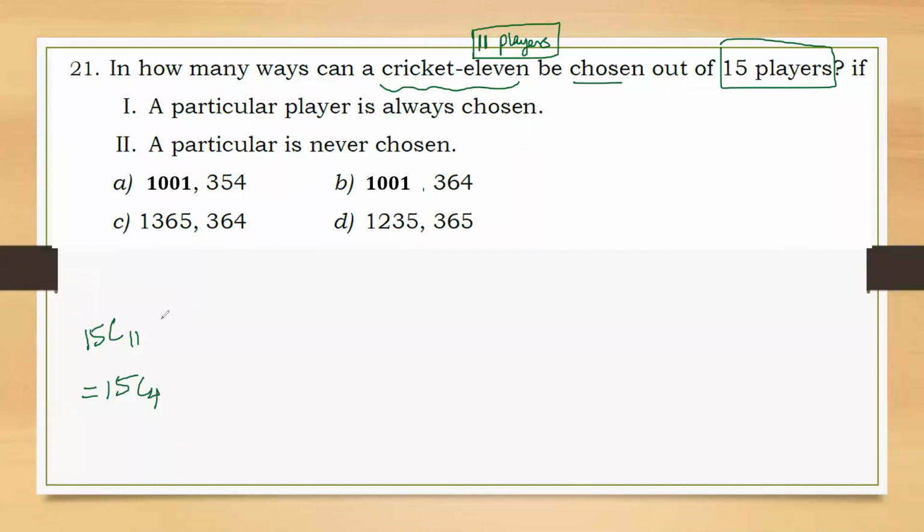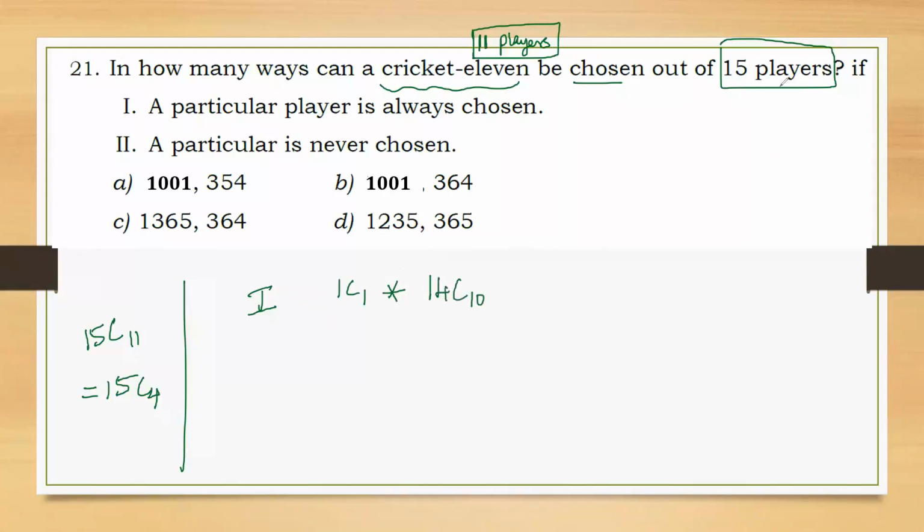If there is no condition, you can write 15C11. Suppose we have a condition like this: a particular player is always chosen. For example, the captain is always chosen, right? So one is already over. That's one player already chosen, 1C1. He's already in the game. Remaining 10 players we need to select out of 14.